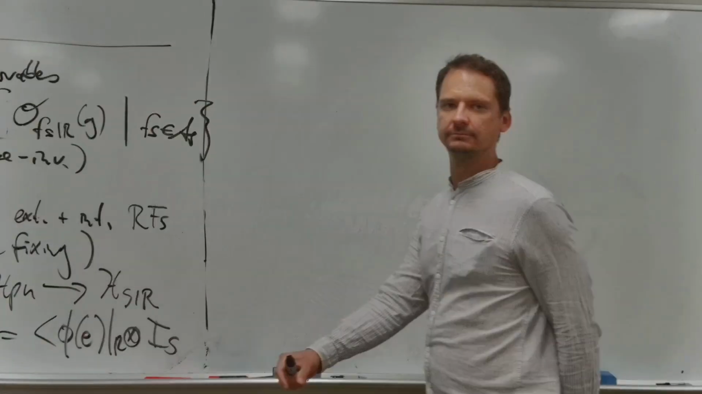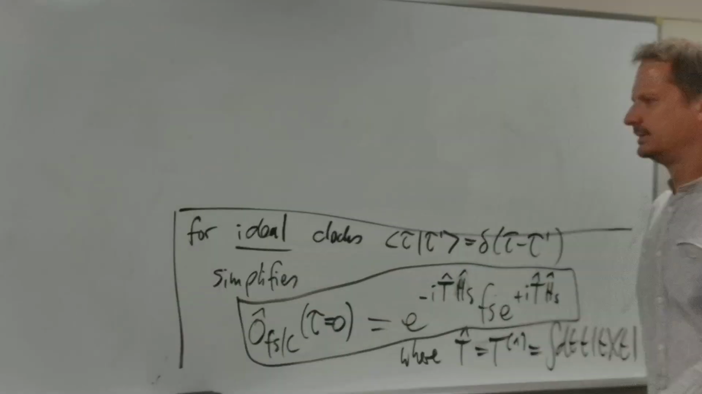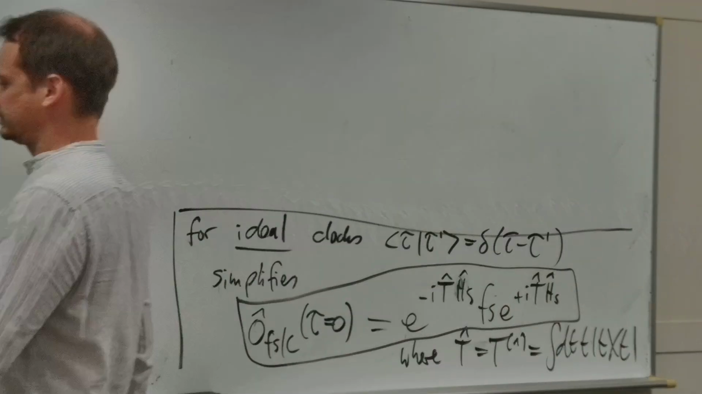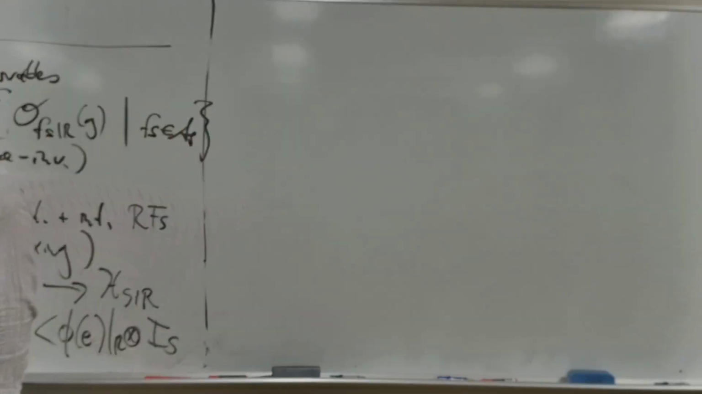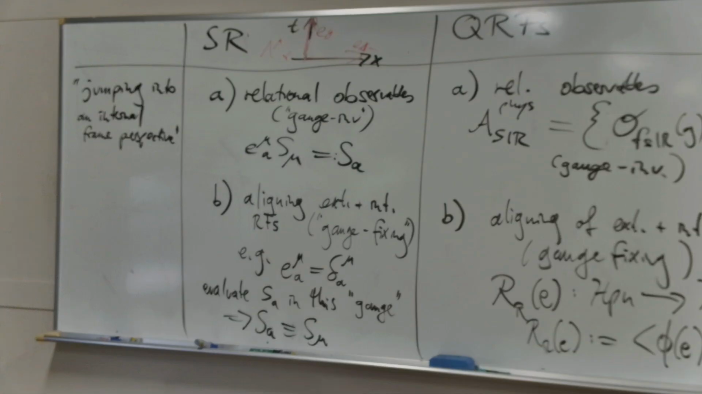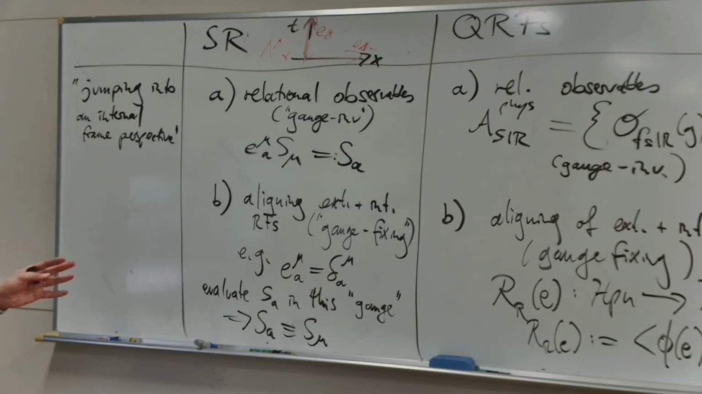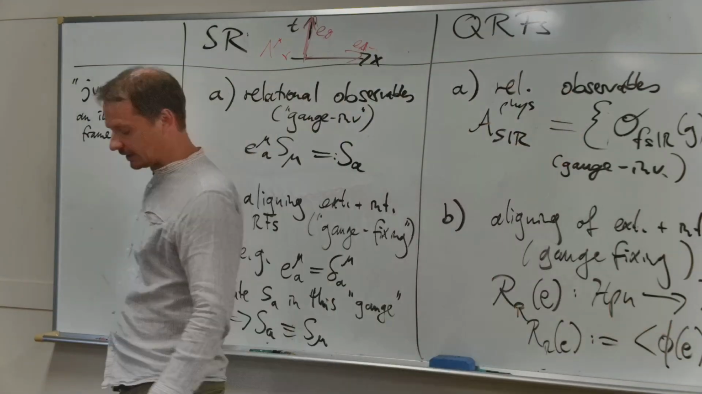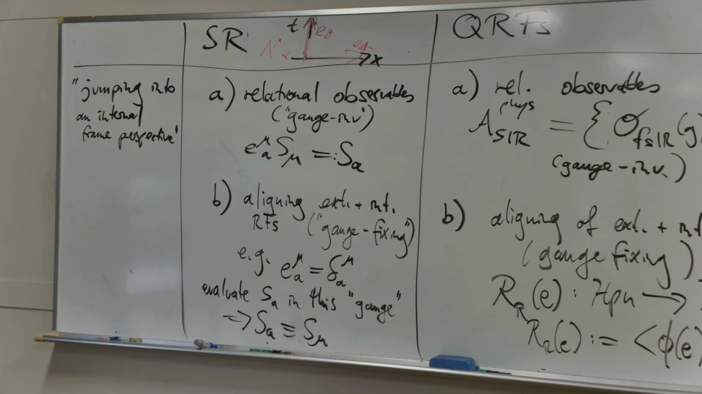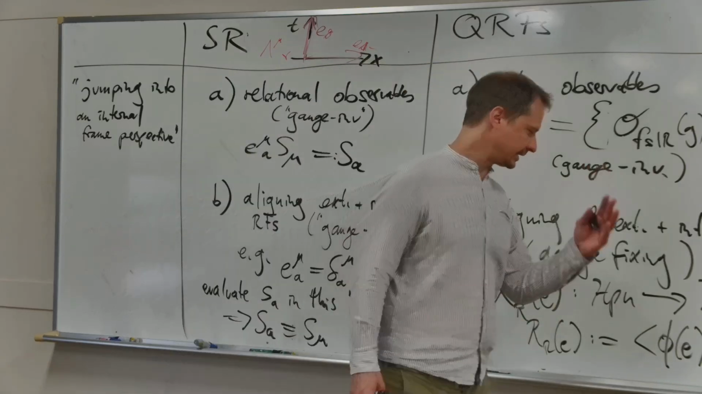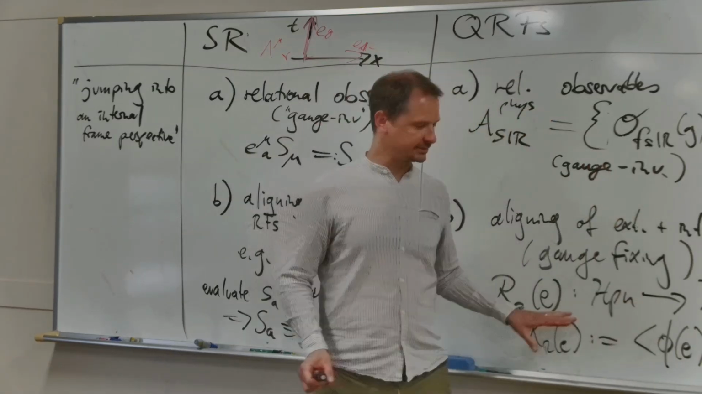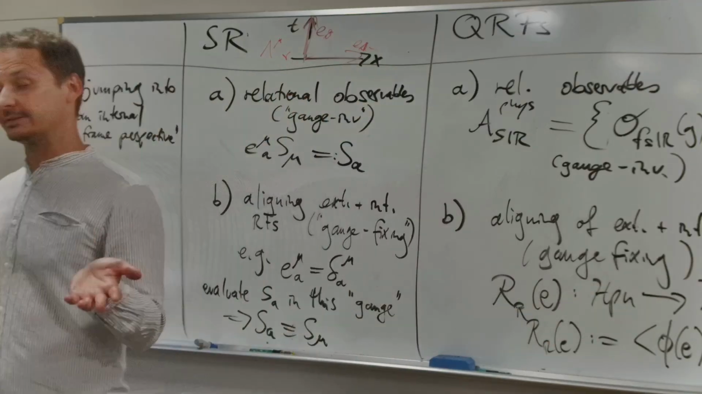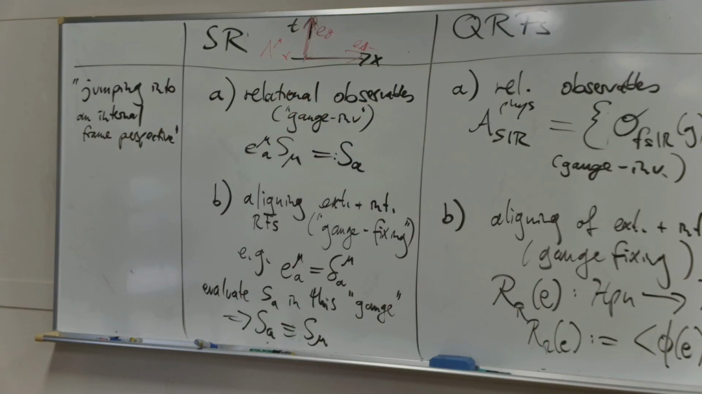If you're familiar with the Page-Wootters formalism, this is a generalization of the Page-Wootters formalism to general groups. In the Page-Wootters formalism, you condition on a clock reading, and then you get a Hilbert space that is only there for the system, and you get a Schrödinger evolution. So this here really is a generalization to general unimodular groups.